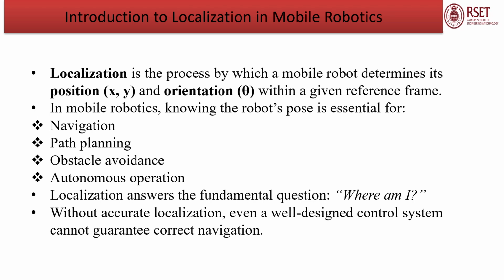In robotics, localization refers to estimating the robot's pose, which includes both its position in two dimensions and its orientation. Orientation is extremely important because the same position with a different heading leads to completely different motion outcomes. Localization acts as the foundation layer for higher level tasks like mapping, path planning, and autonomous exploration. Without it, the control system might function correctly. Motors may run properly, but the robot may still fail in reaching the desired location.